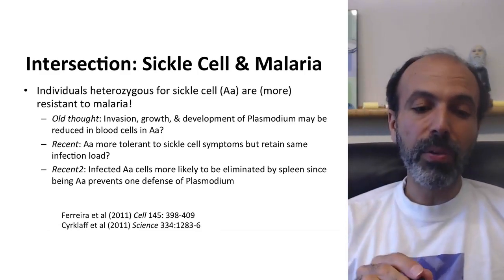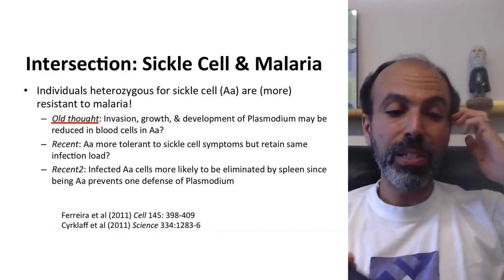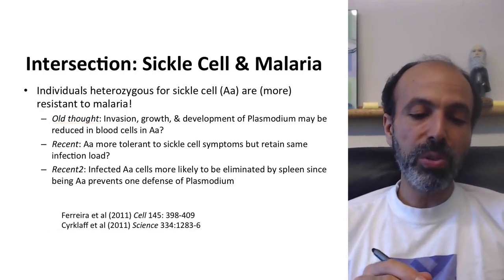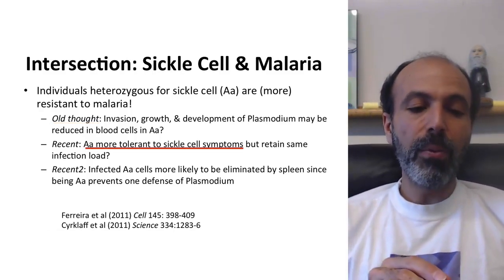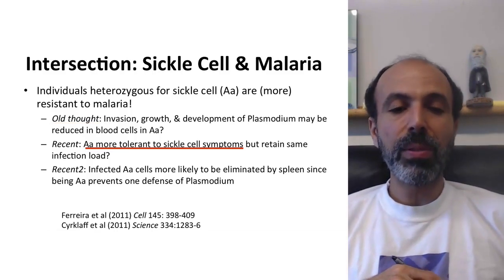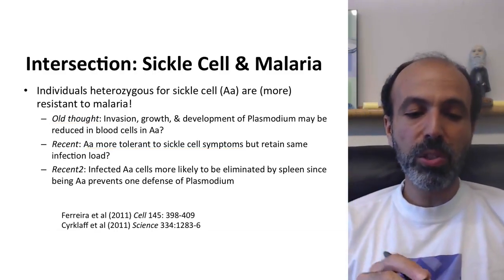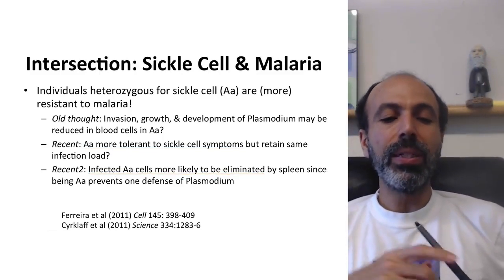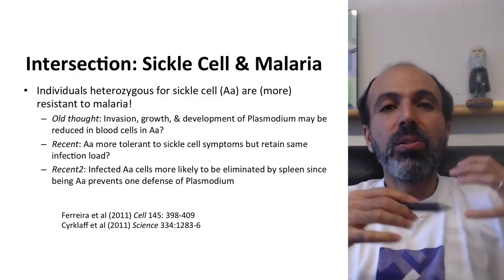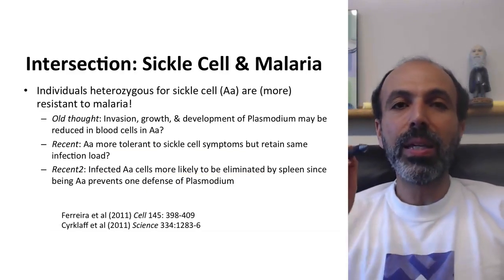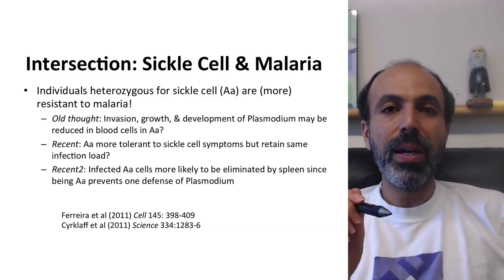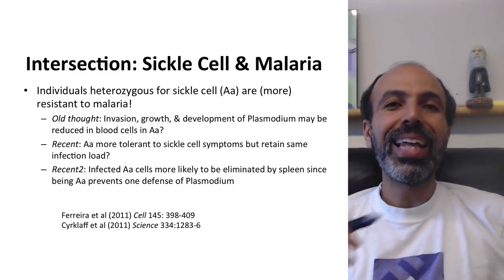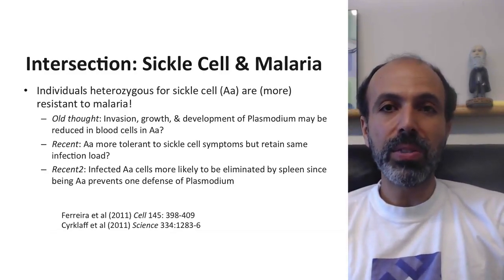Now, the thought a long time ago was that invasion, growth, and development of Plasmodium was somehow reduced in these heterozygotes' blood cells. But more recently, I cite two studies down here. You're welcome to look them up if you'd like. One thought is the heterozygote is more tolerant to sickle cell symptoms, but actually still retains infection. Whereas another study showed that the infected heterozygote cells are more likely to be eliminated by the spleen. So there are a couple of different explanations for this, but the important thing is that if you're in a place where there is malaria, if you're a heterozygote, you are actually not immune, but you're much less likely to get it than individuals that don't have sickle cell trait.